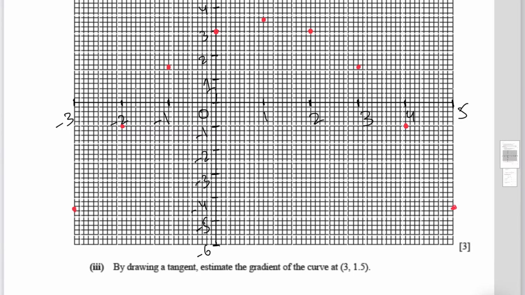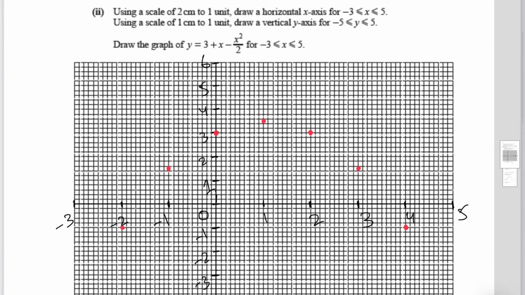Is this true? No, it is supposed to be one below this. No, yeah, I think this is correct. Perfect. Okay. Now, what do we have to do? Draw the graph of this.